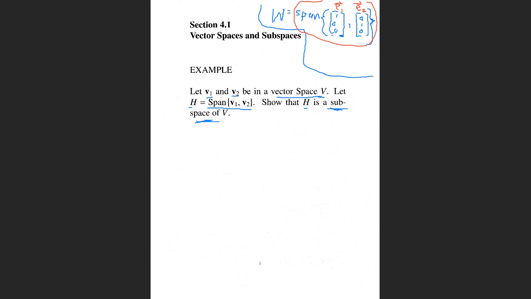But in this example, I'm defining my space W as the span of 1, 0, 0 and 0, 1, 0. And that's going to be a subspace of R3. This is a subspace, right? It is a subset of R3, and it's actually a subspace.